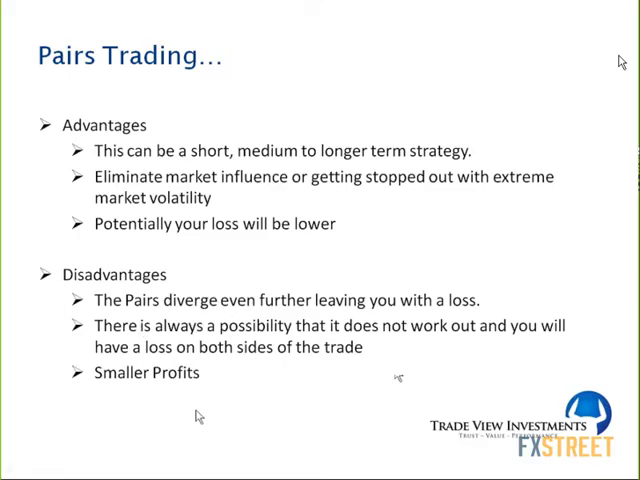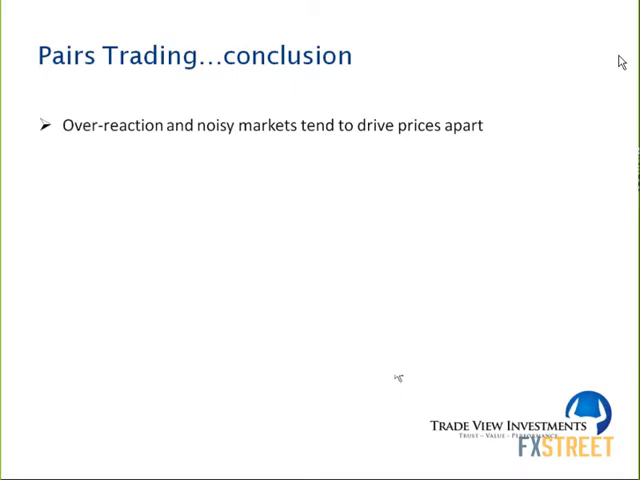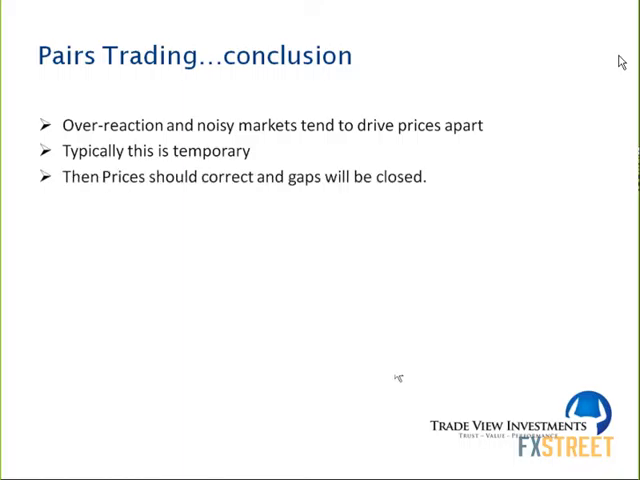And the smaller profits on pairs trading. Effectively they are smaller profits because the Dow example that I showed you was a bit of an extreme, actually. We didn't expect it to do that much, let's put it that way. One of the things about pairs trading is that there is a bit of an overreaction, and noisy markets tend to drive prices apart. Typically this is temporary, because prices should correct, and usually gaps will be closed.